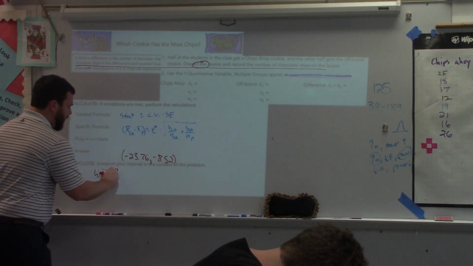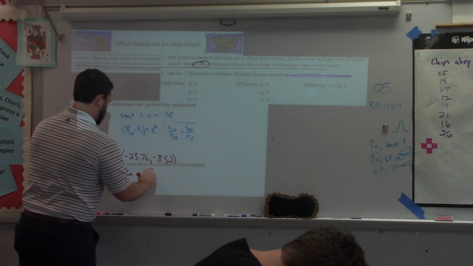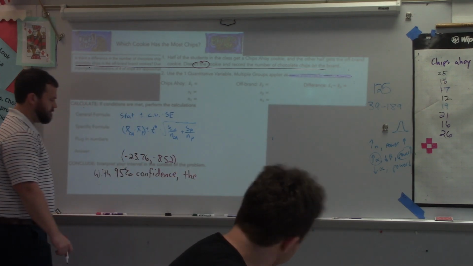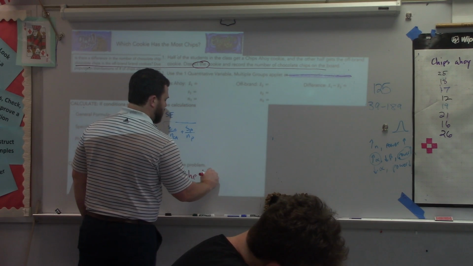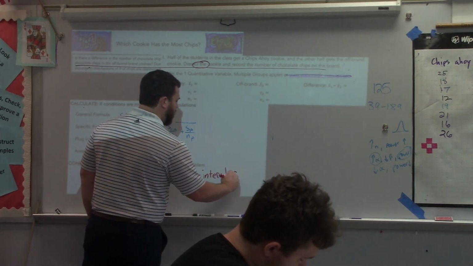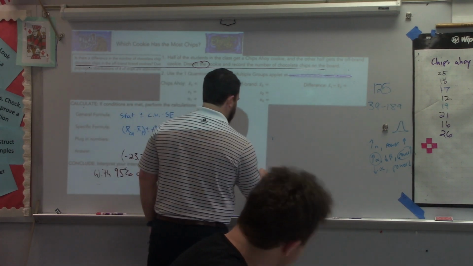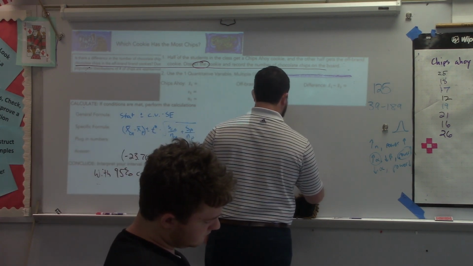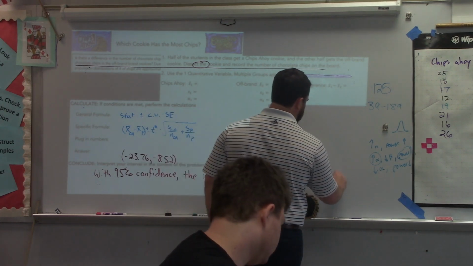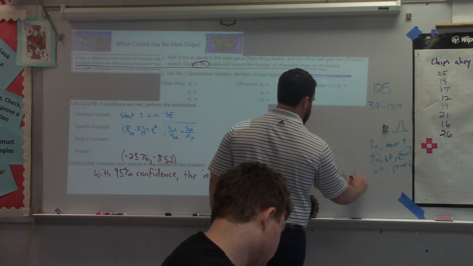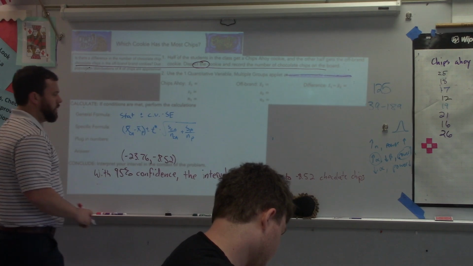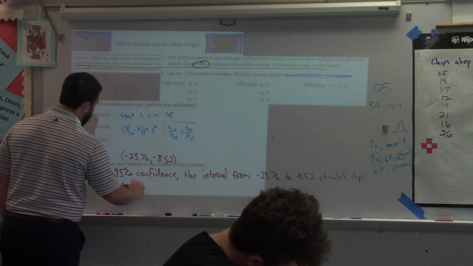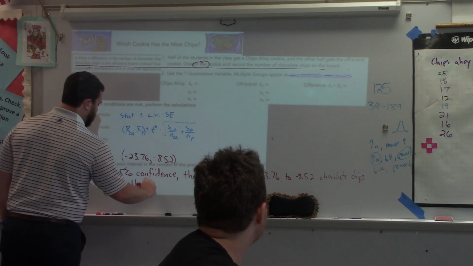With 95% confidence, the interval from negative 23.76 to negative 8.52 chocolate chips, because that's what that is. What is that interval doing? Captures the true, not mean difference, the true difference in means.